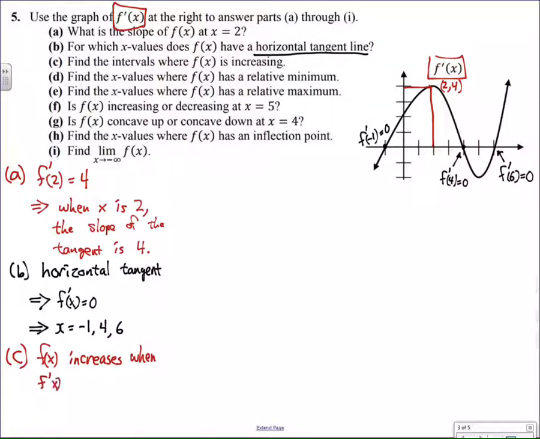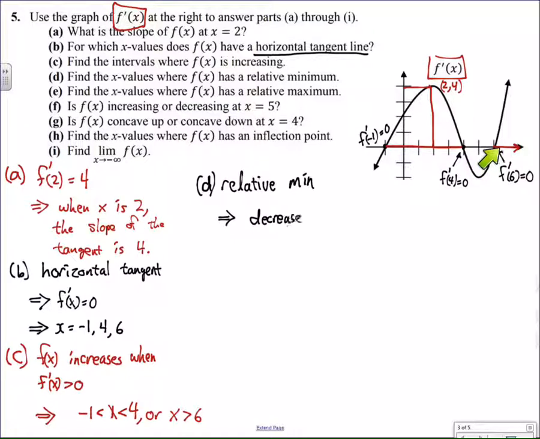Part C. Part C is asking for intervals when the function is increasing, and that's easy enough. All you have to do is find the locations when the function f prime of x is positive. If f prime of x is positive, the function was increasing. So all I have to do is say, well, when x goes from -1 to 4, we have positive derivatives, and from 6 onward.